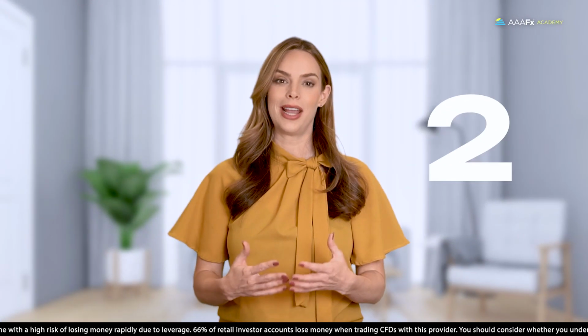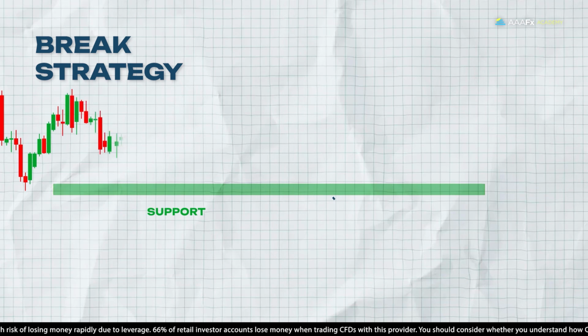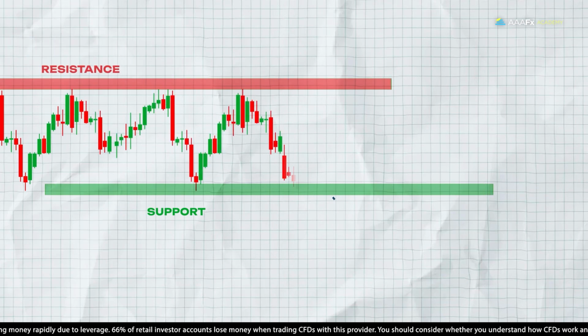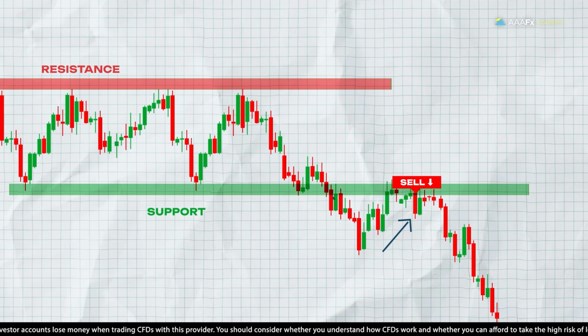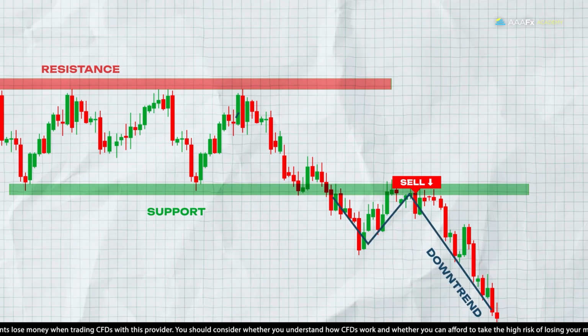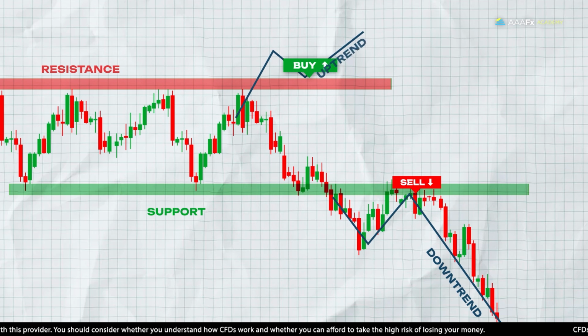The next way is through the break strategy. This is the opposite. Here you trade against the prevailing trend, expecting the price to break through a support or resistance level. In an uptrend, you might sell below a support level, anticipating a new downtrend. If you're in a downtrend, consider buying above a resistance level, expecting the start of a new uptrend.